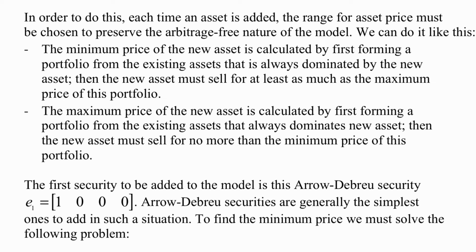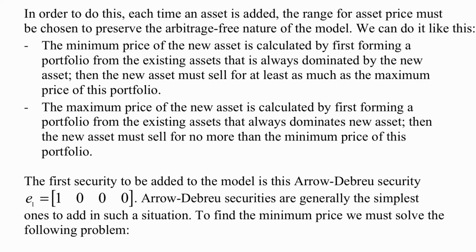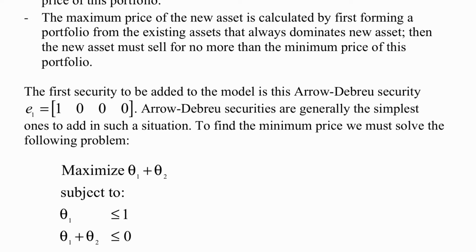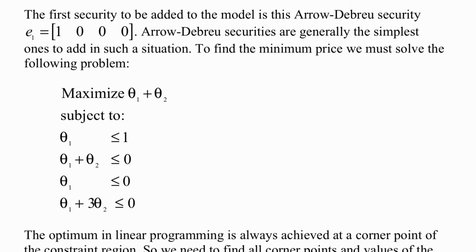Then the new asset must sell for at least as much as the maximum price of this portfolio. Or the maximum price of a new asset is calculated by first forming a portfolio from the existing assets that always dominates the new asset. Then the new asset must sell for no more than the minimum price of this portfolio. The first security to be added to the model is this Arrow-Debreu security E1.